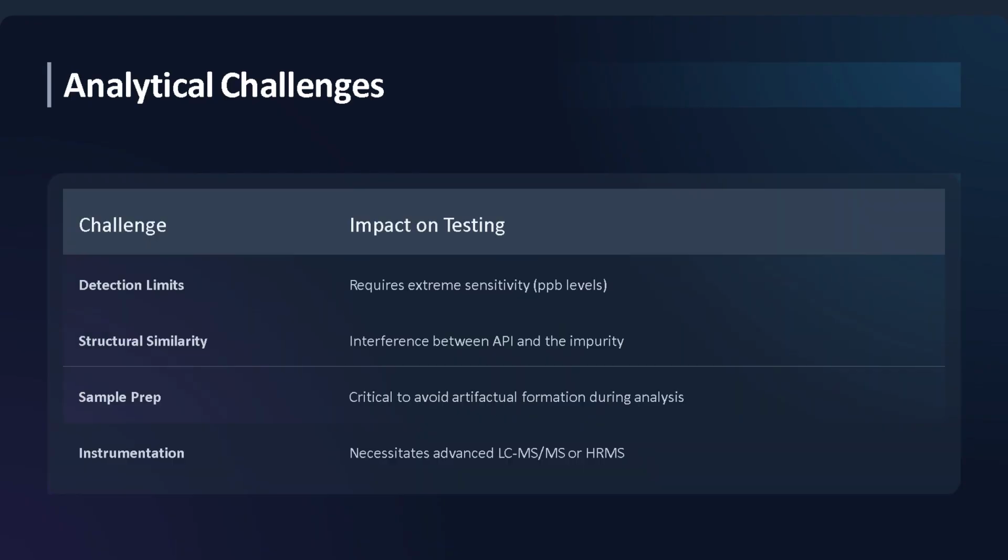Analyzing NDSRIs presents several challenges. First, detection limits are extremely low, often in parts per billion. This requires highly sensitive methods. Second, structural similarity between the API and impurity can cause interference. Third, sample preparation is critical. Improper handling can even create nitrosamines during analysis. Finally, advanced instrumentation like LC-MS or high-resolution mass spectrometry is necessary.